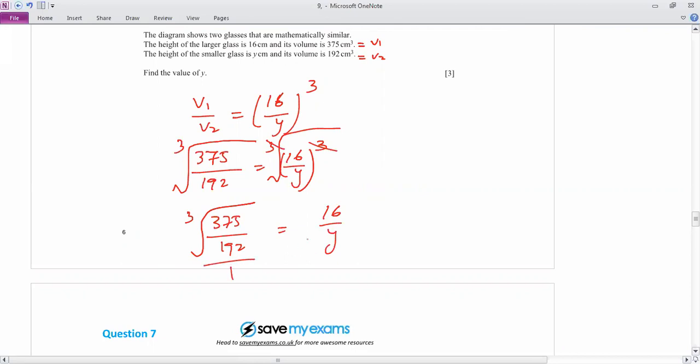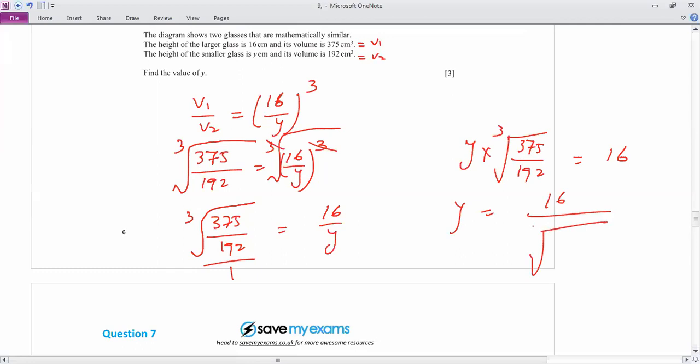This is over 1. Do cross multiply. So it will become y into the cube root of 75 over 192 equals 16. So y will be equal to 16 over the cube root of 75 over 192. Just do the calculation and get the value of y. Clear?